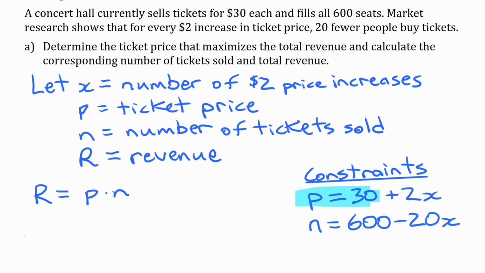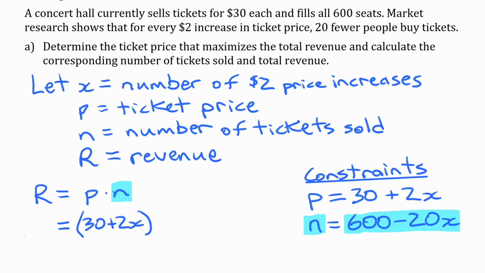So you actually have 2 constraints here, and we're going to use them both to eliminate some variables. And so I can write that this is equal to, instead of price, I'm going to put what that's equal to, 30 plus 2x. And then I'm going to replace the number of tickets sold with what it's equal to, 600 minus 20x. And so that's that. Replace it with that. And then that's our function.